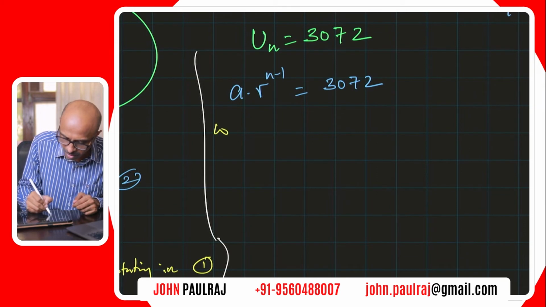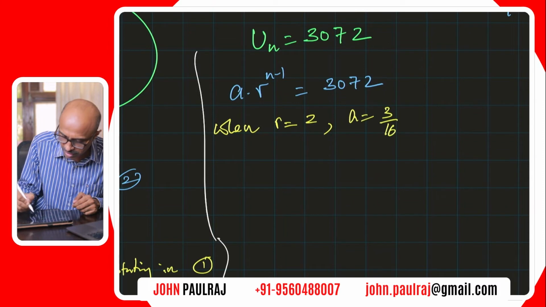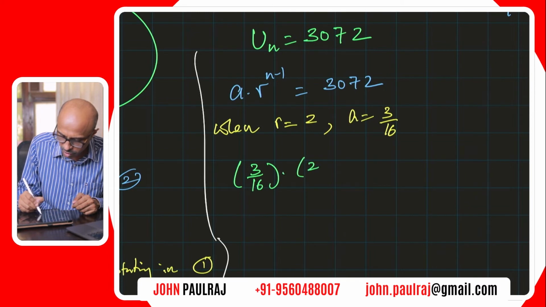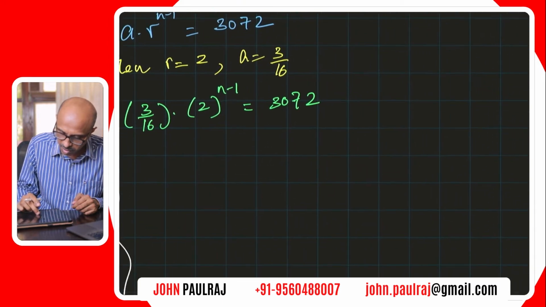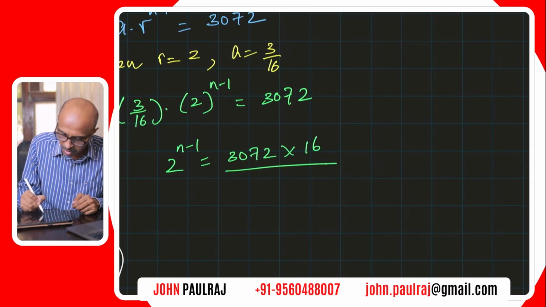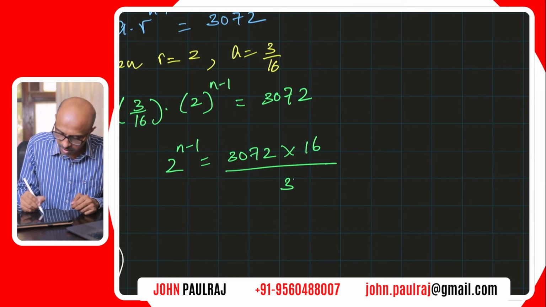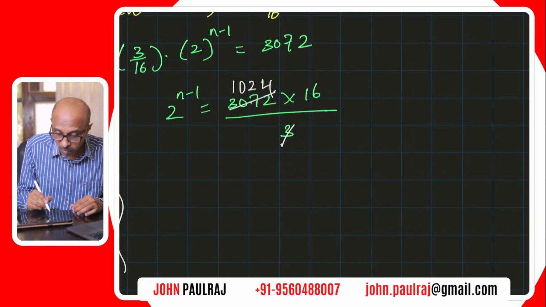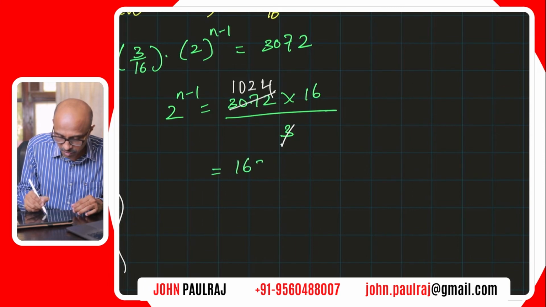So I'm going to say when r equals positive 2 and a is 3 over 16, you will solve this as 3 over 16 times 2 to the power of n minus 1, we are solving for n, is 3072. Okay, which means you're going to get 2 to the power of n minus 1 equals 3072 times 16 over 3. Now this can be reduced. You can cancel a factor of 3 from the numerator and the denominator. This will be 1024.